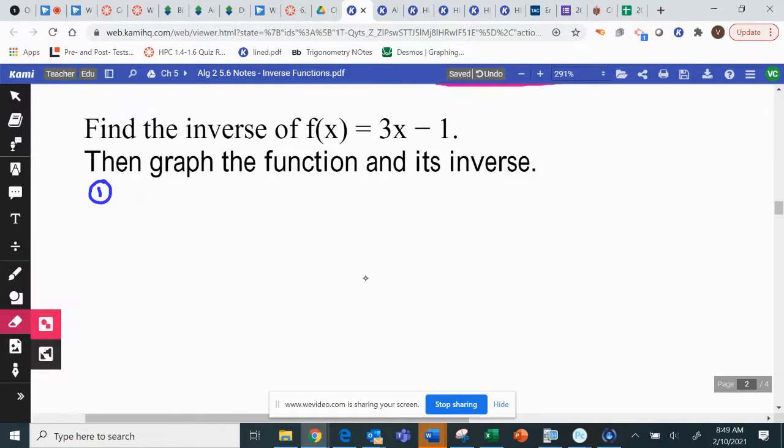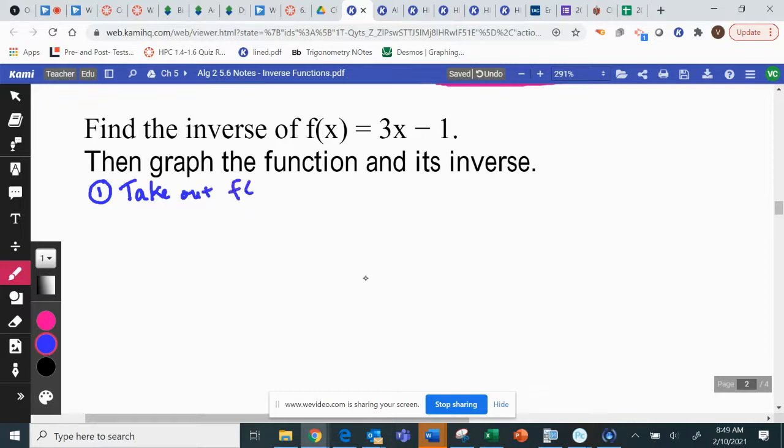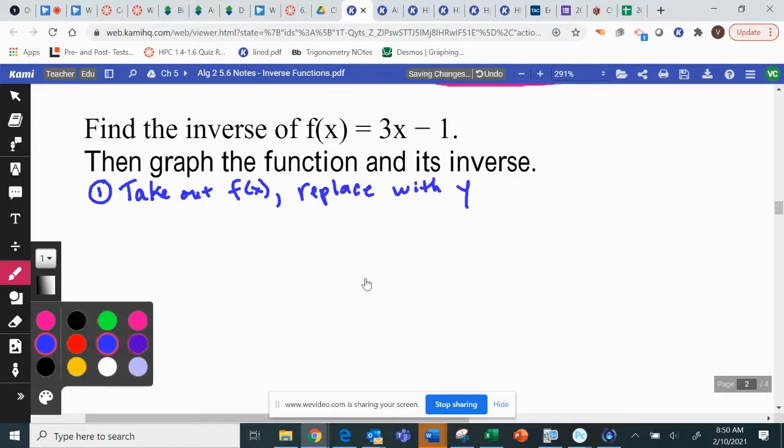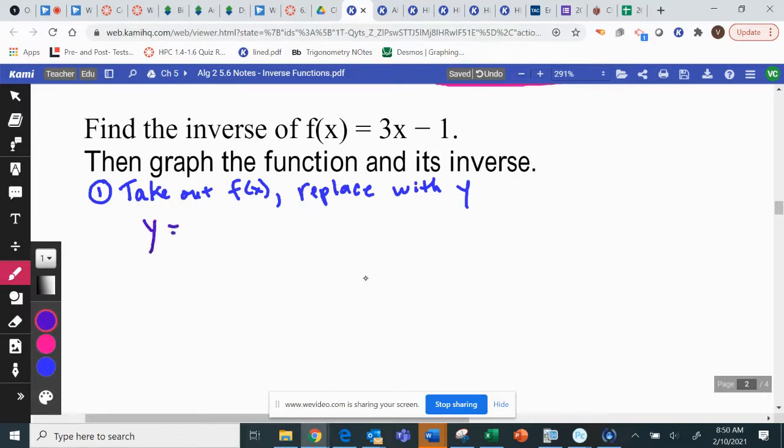So the first thing that you need to do is we need to make it say y equals. So take out f of x. Replace with y. So I've got y equals 3x minus 1.